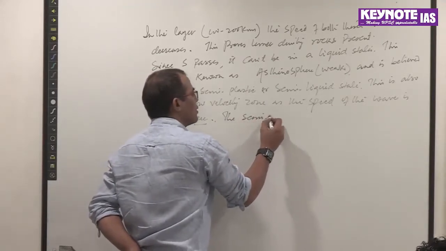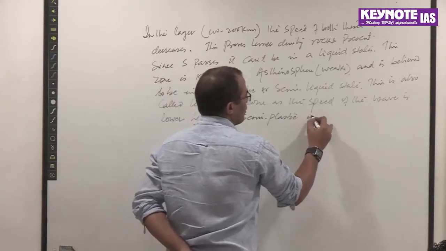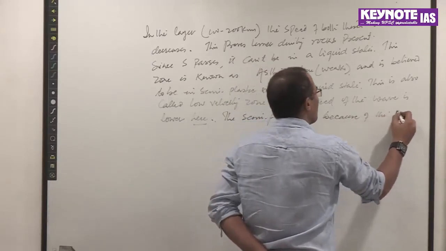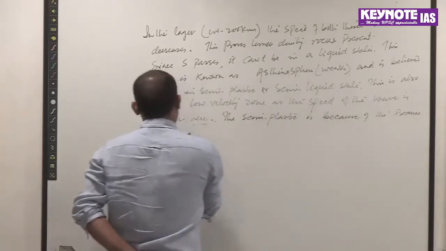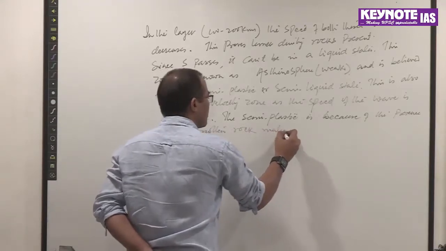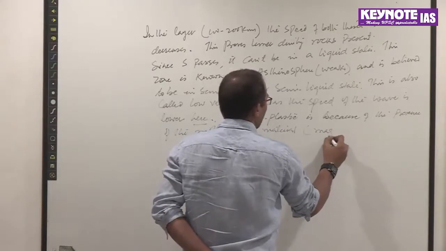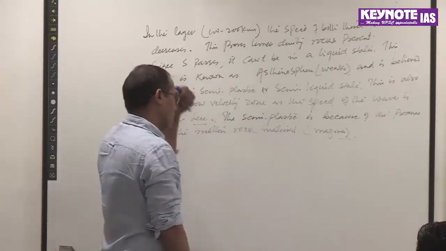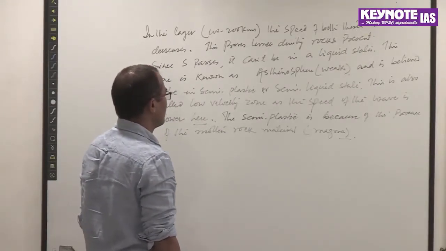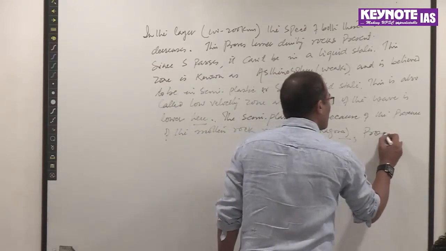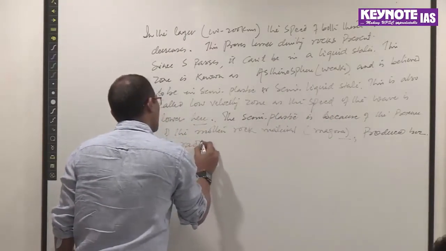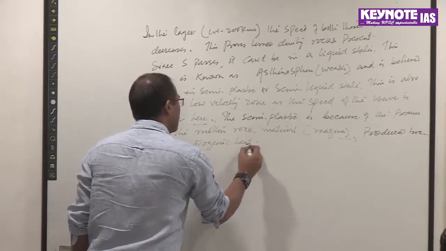The semi-plastic state is because of the presence of molten rock material, that is magma, produced because of radiogenic heat.